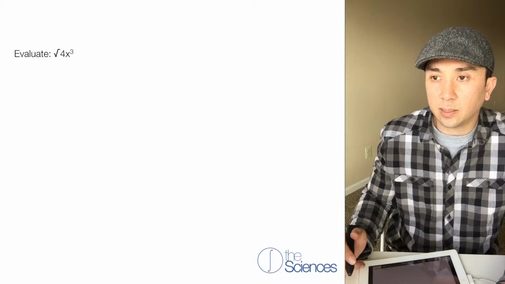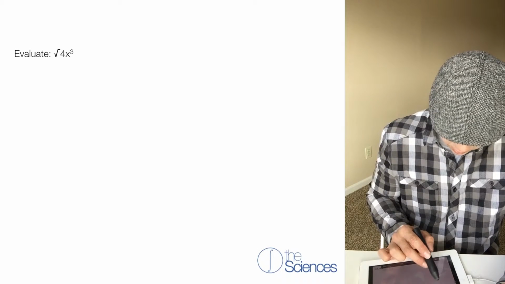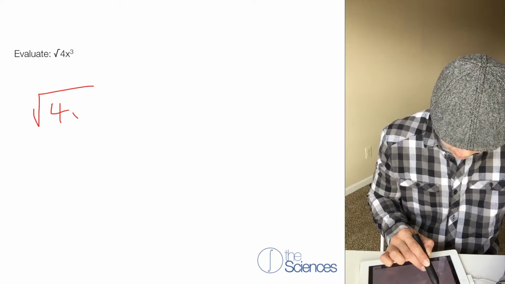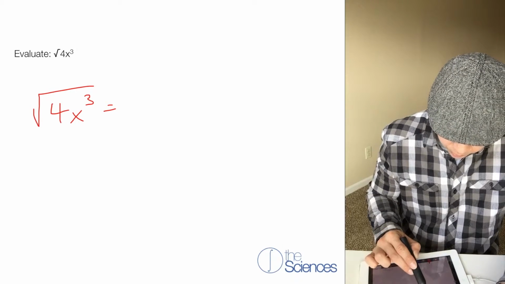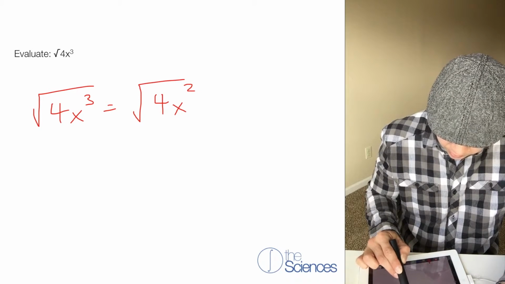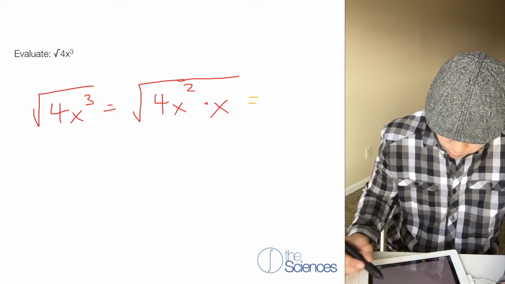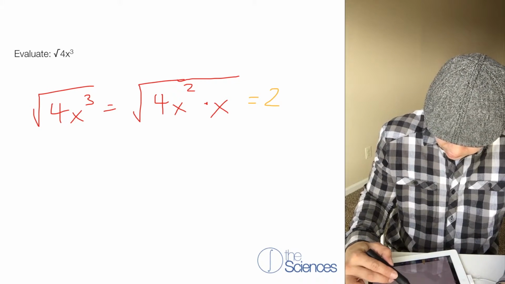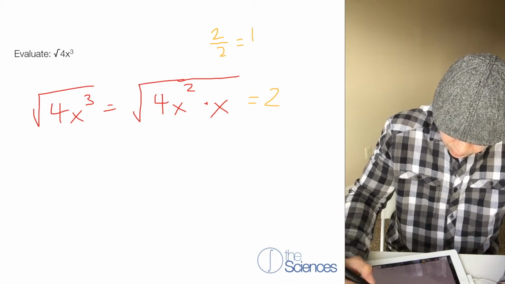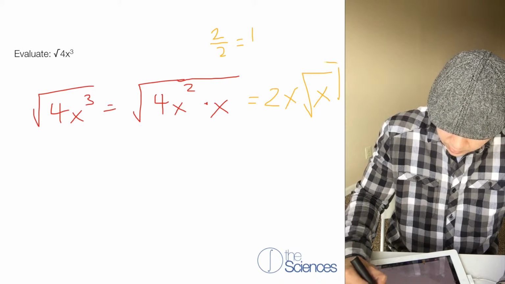So now let's evaluate the square root of 4x cubed. We're going to break that down so that we get 4x squared times x. So now we have the square root of 4 is 2, and for the square root of x squared, 2 divided by 2 is 1, so we have 2x times the square root of x.